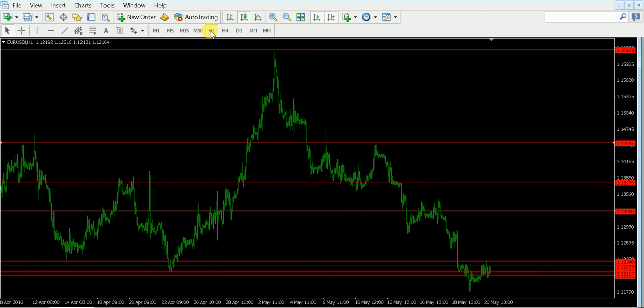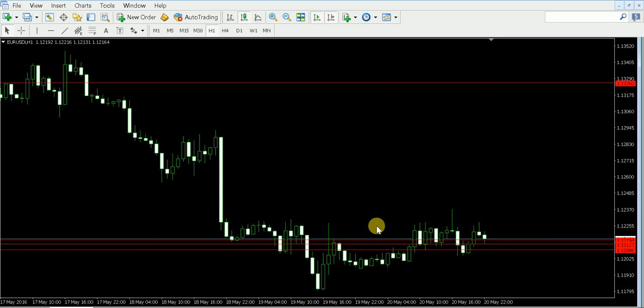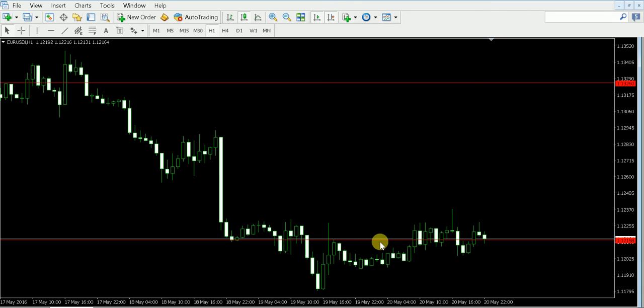You really have to identify price action when it gets to these points. We have other indicators in our toolbox that will help us with that. But that's just to get a basic understanding of how to draw support and resistance lines correctly on your chart.